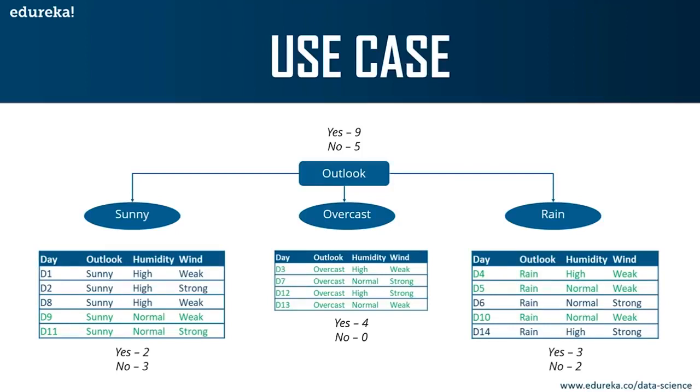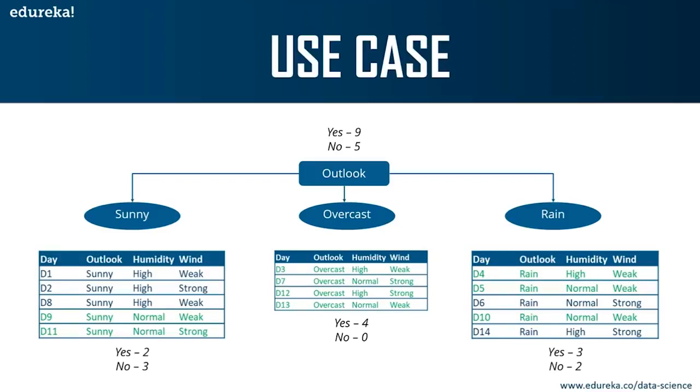So here if you see on day 1, day 2, day 8, day 9 and day 11, the outlook has been sunny. So basically we're trying to cluster our data set depending on the outlook. So when the outlook is sunny, this is our data set. When the outlook is overcast, this is what we have. And when the outlook is rain, this is what we have. So when it is sunny, we have 2 yeses and 3 no's. When the outlook is overcast, we have all 4 as yeses, meaning that on the 4 days when the outlook was overcast, we can play the game. Now when it comes to rain, we have 3 yeses and 2 no's.